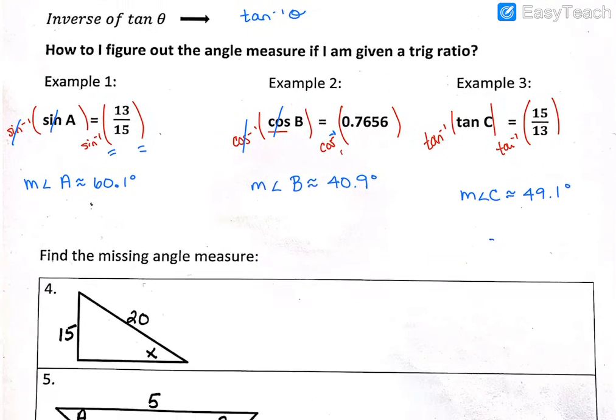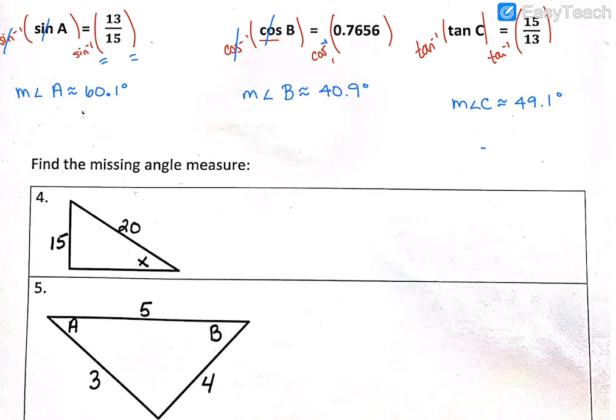But let's actually figure out how we do those setups. For example number 4, we're going to find the missing angle measure. We're given this angle, and when we're given the angle, we go from this angle and we have to label sides O, A, and H. Also remember, we're going to need that word SOHCAHTOA right in our back pocket. So let's write that right up there. I always just write it at the top of your page. That way you have it as a reference.